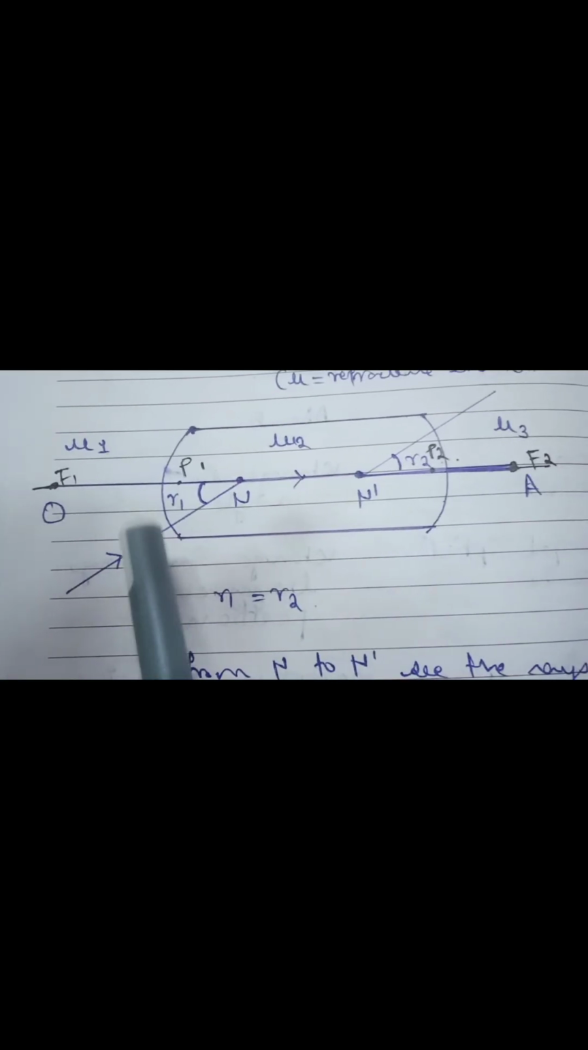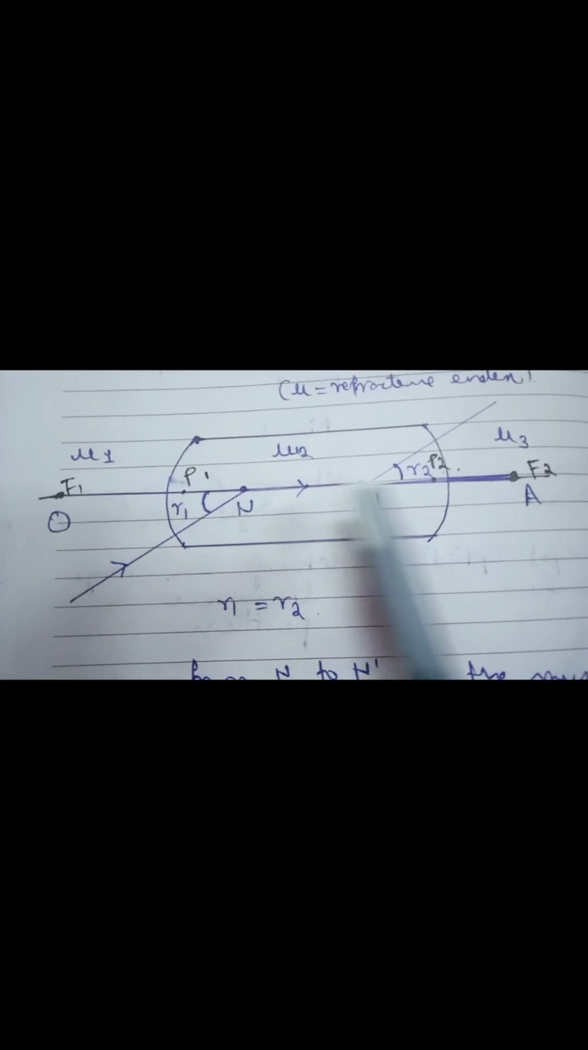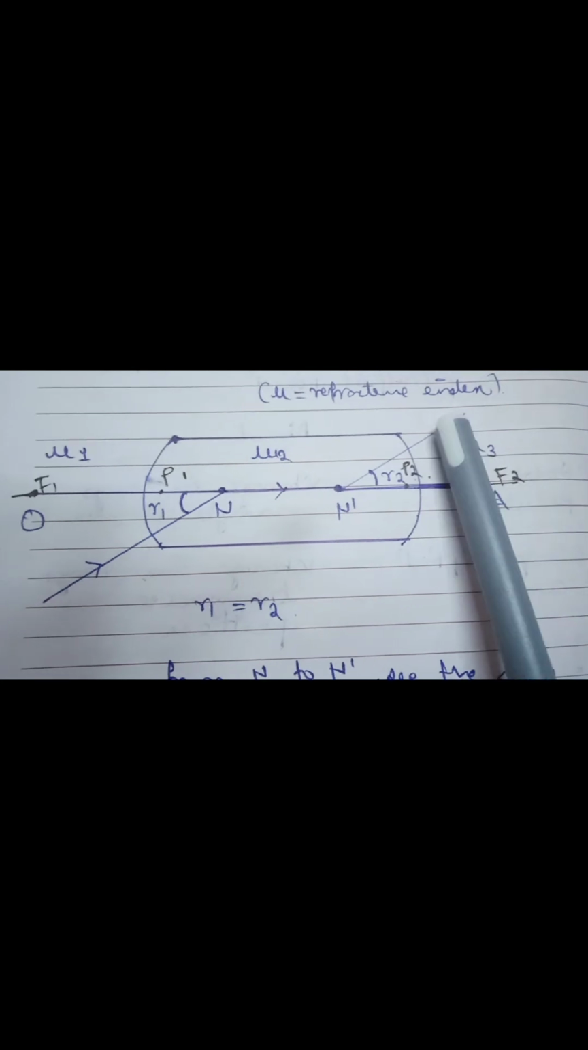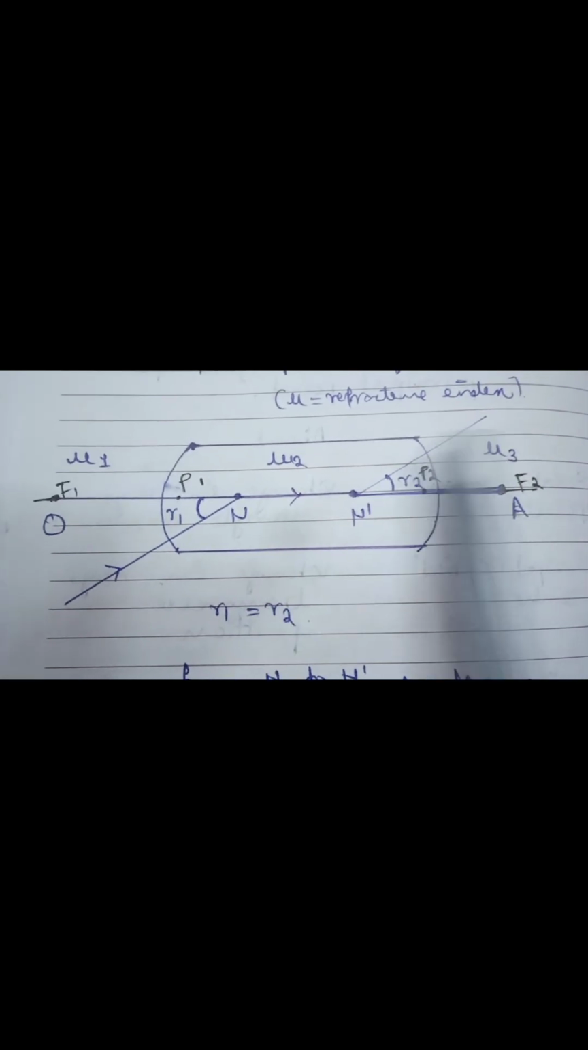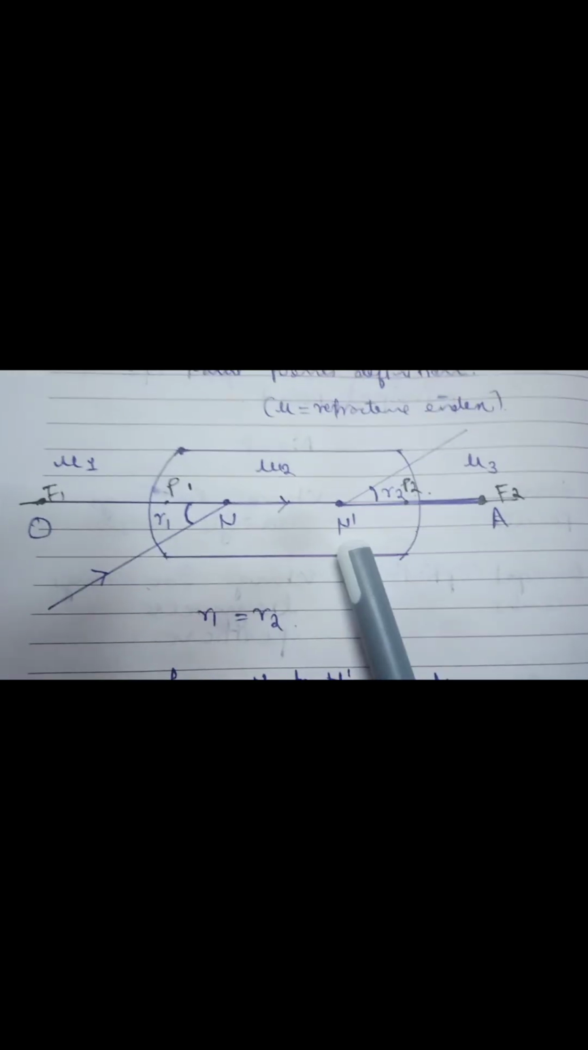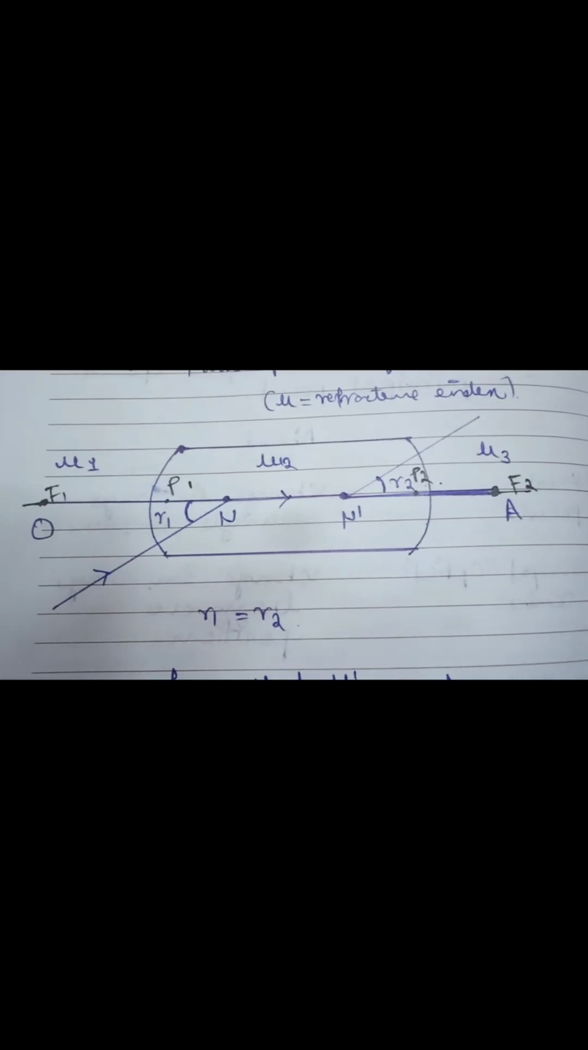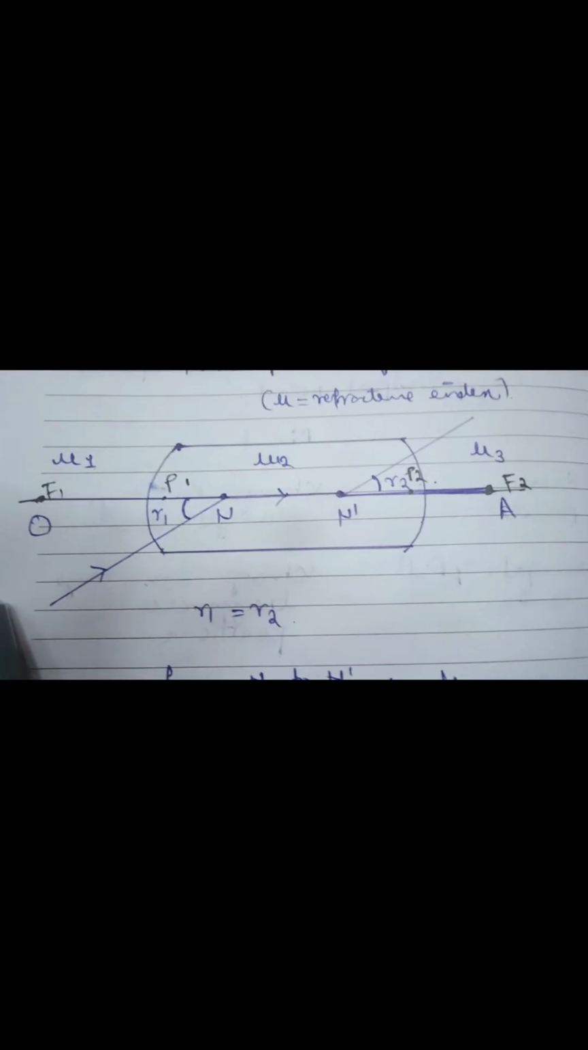Then what are these nodal points? A thick lens system has two nodal points. For the rays of light traveling from the object side to the image side, or from this medium to this medium, it will have a nodal point N for light rays passing from mu1 to mu3, and this nodal point N dash for the light rays passing from mu3 to this side, mu1.